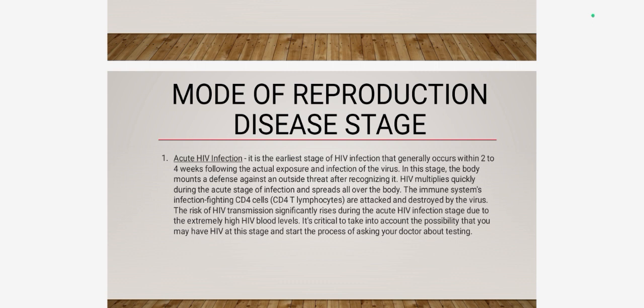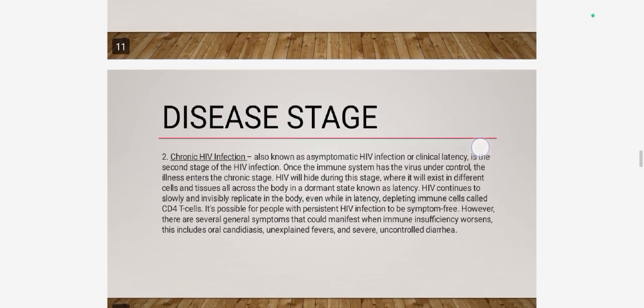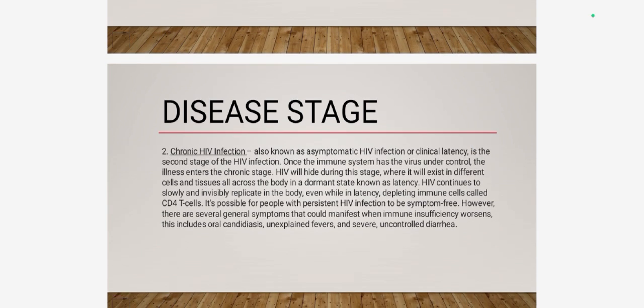Then after the acute HIV infection stage, we have the chronic HIV infection. This is also known as the asymptomatic HIV infection or clinical latency, which is the second stage of the HIV infection. Once the immune system has the virus under control, the illness enters the chronic stage. HIV will hide during this stage, existing in different cells and tissues all across the body in a dormant state known as latency.